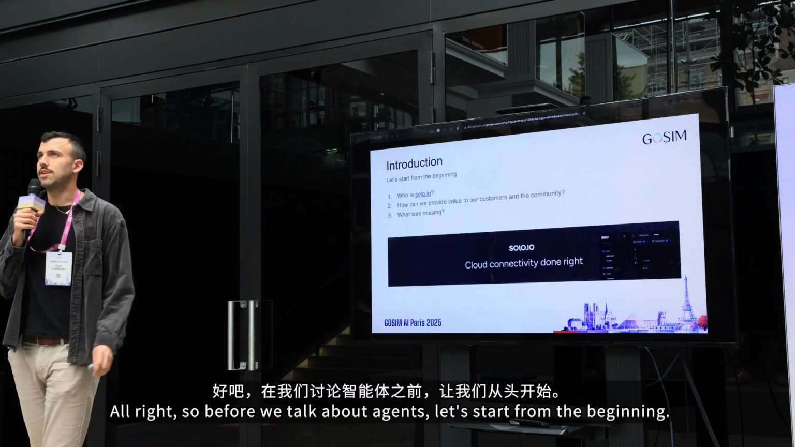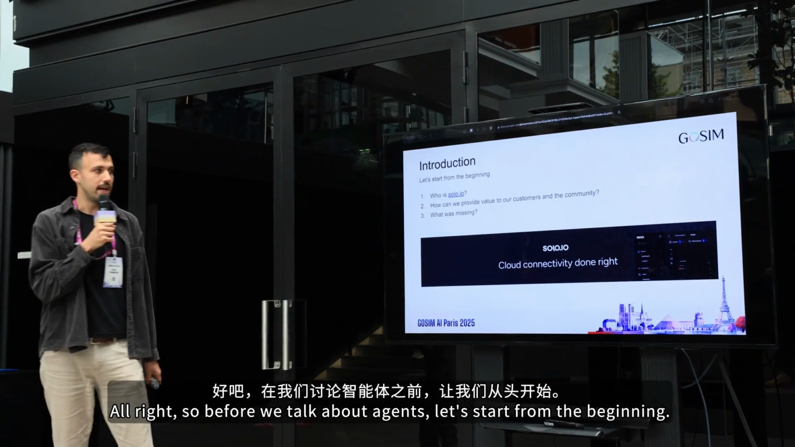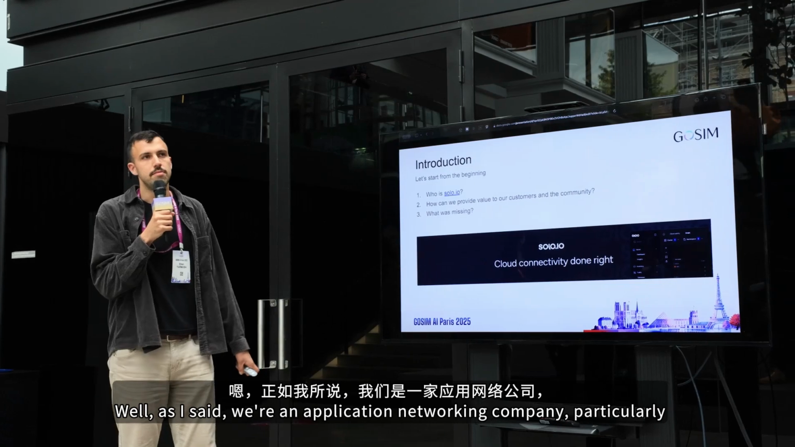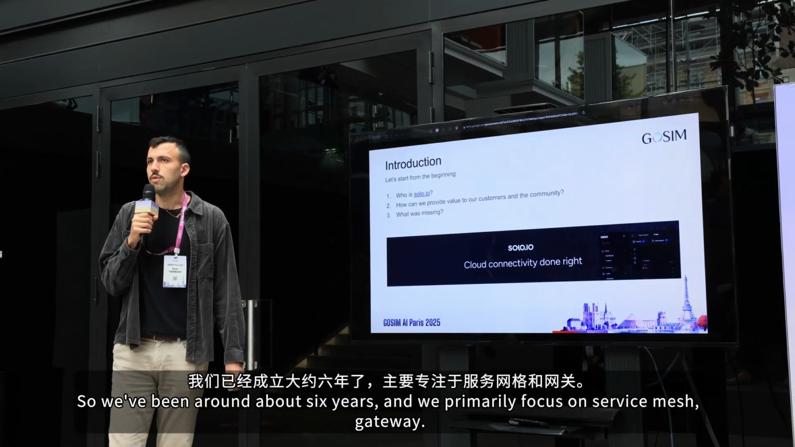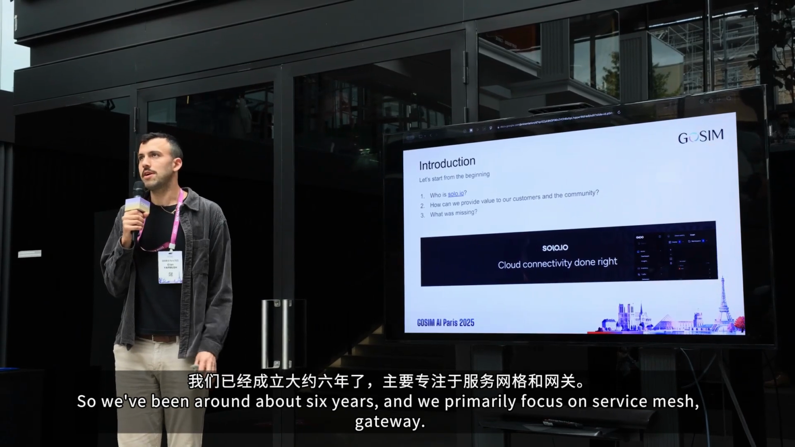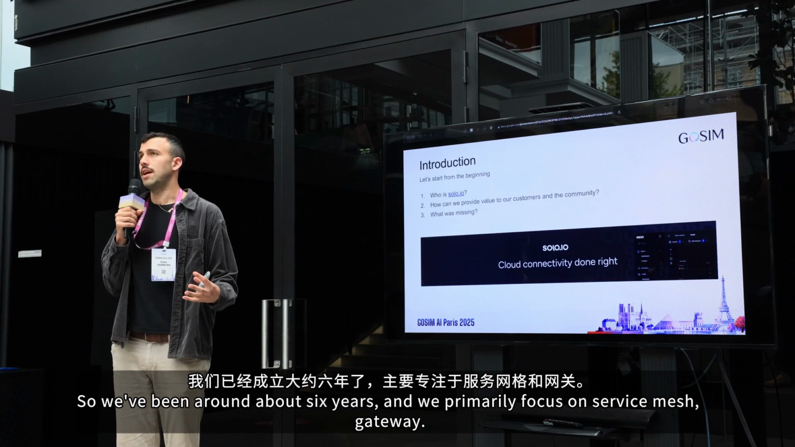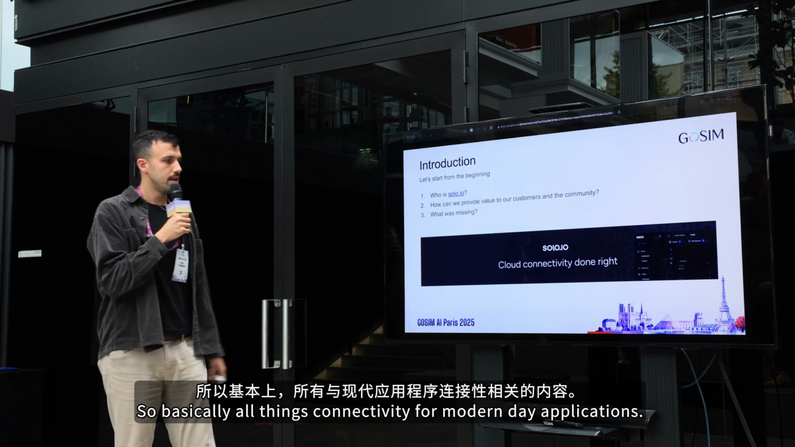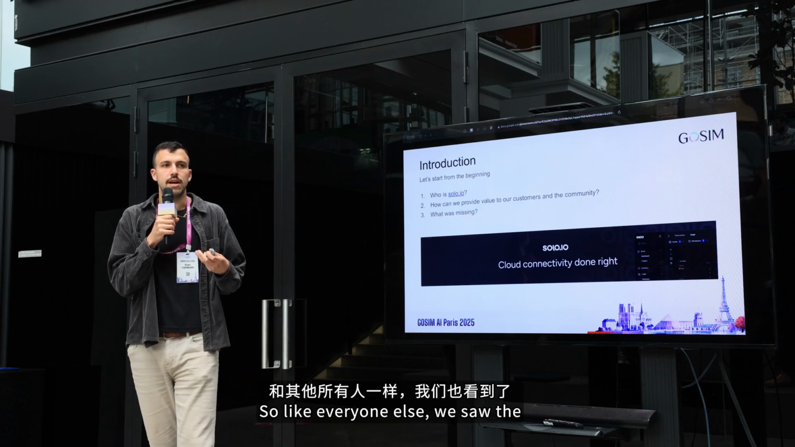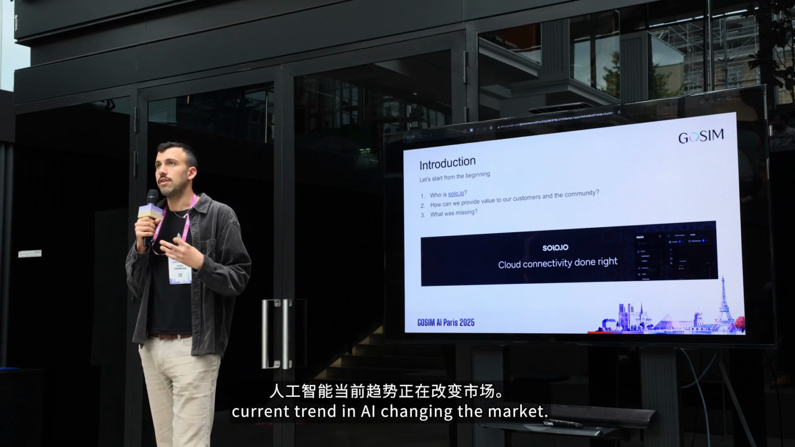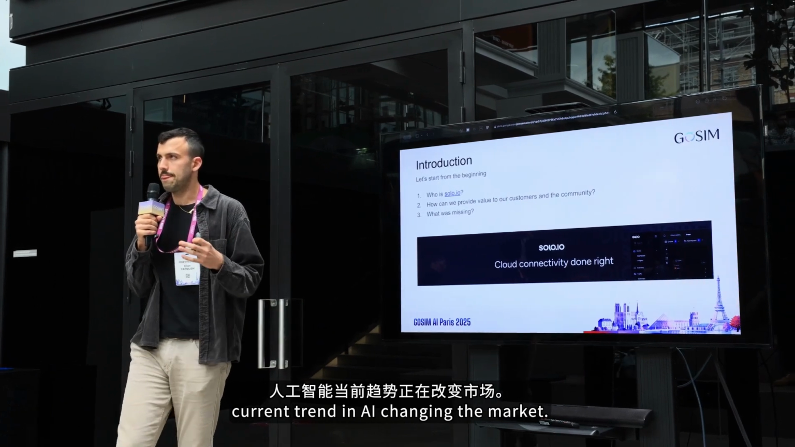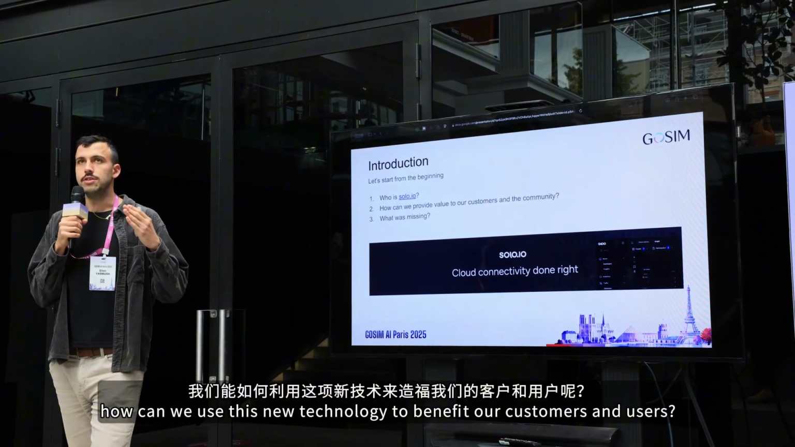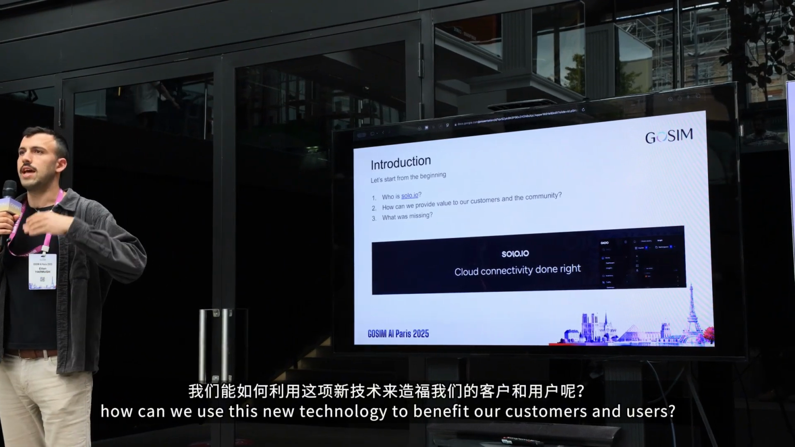Before we talk about agents, let's start from the beginning. Who is Solo.io? Well, as I said, we're an application networking company, particularly focused on Kubernetes. We've been around about 6 years, and we primarily focus on service mesh, gateway, so basically all things connectivity for modern day applications. Like everyone else, we saw the current trend in AI changing the market. This was about 2 years ago, and so we said to ourselves, okay, how can we use this new technology to benefit our customers and users?